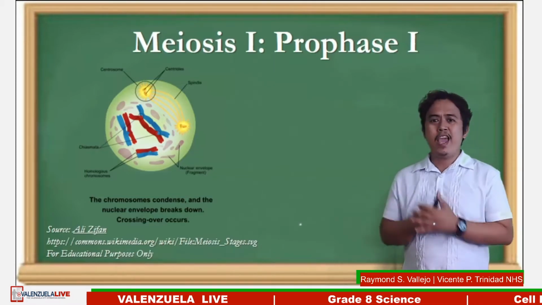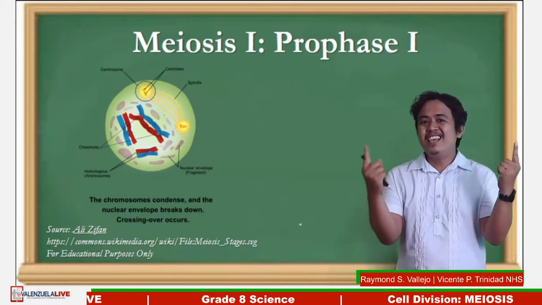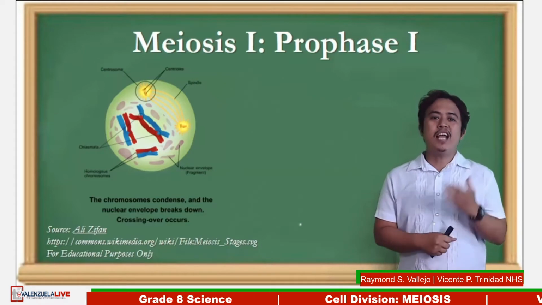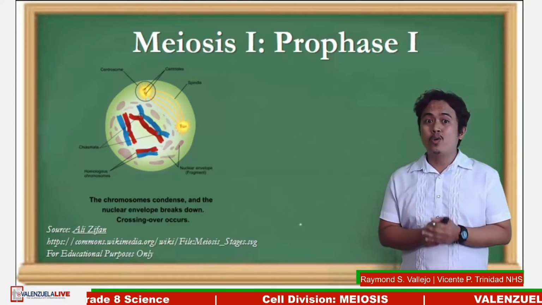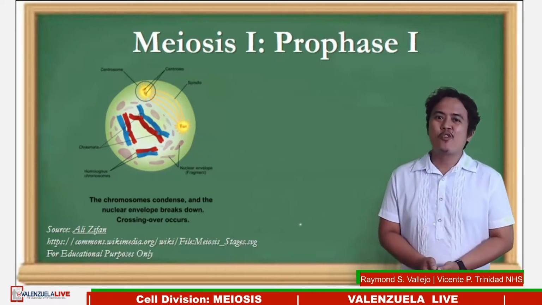This is also the phase where crossing over occurs. Crossing over is the exchange of genetic material between two homologous chromosomes that results in recombinant chromosomes.